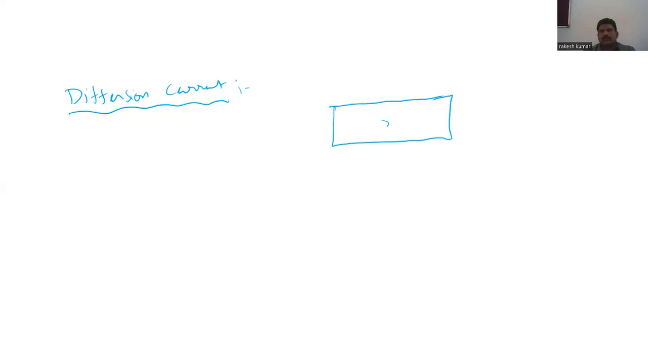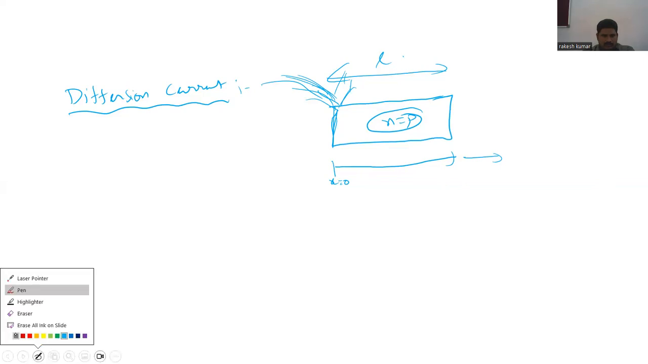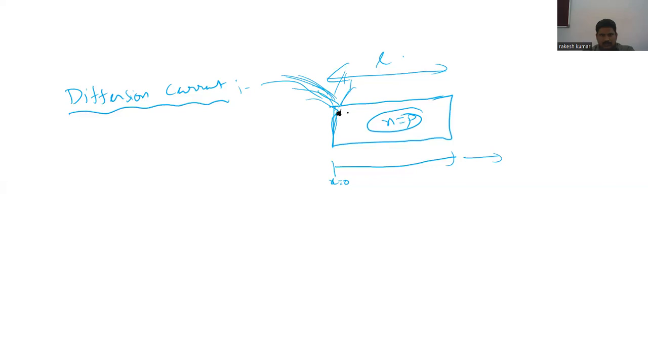In a pure semiconductor, the number of electrons is equal to the number of holes. Consider this is the length of the bar, with x equal to 0 on the x-axis, and let the length of the bar be L. At the left side of the bar, I am adding some impurities. Let us consider these are holes, and I have added electrons, this thick symbol, at one side of the bar.